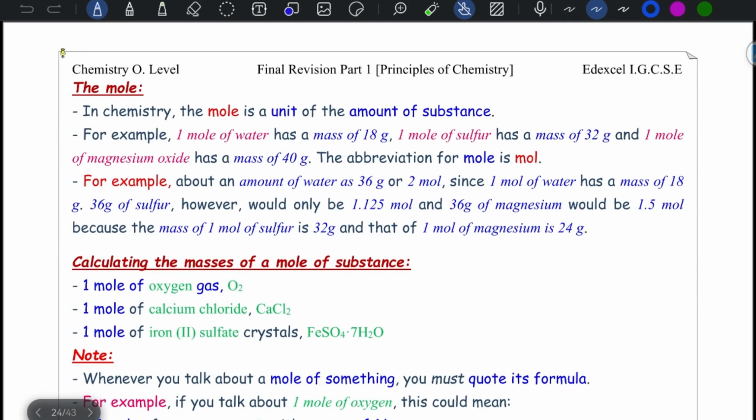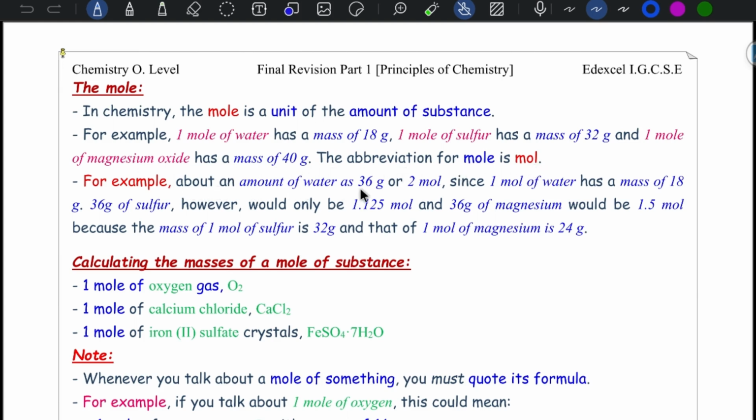Let's start talking about the mole. In chemistry, the mole is a unit of the amount of substance. For example, 1 mole of water has a mass of 18 grams. Water has 2 hydrogens, 1 and 1, and 16 for oxygen, adding them together gives 18 grams. 1 mole of sulfur from the periodic table has a mass of 32 grams. 1 mole of magnesium oxide, MgO, has mass 40 grams. Mole can be written as mol.